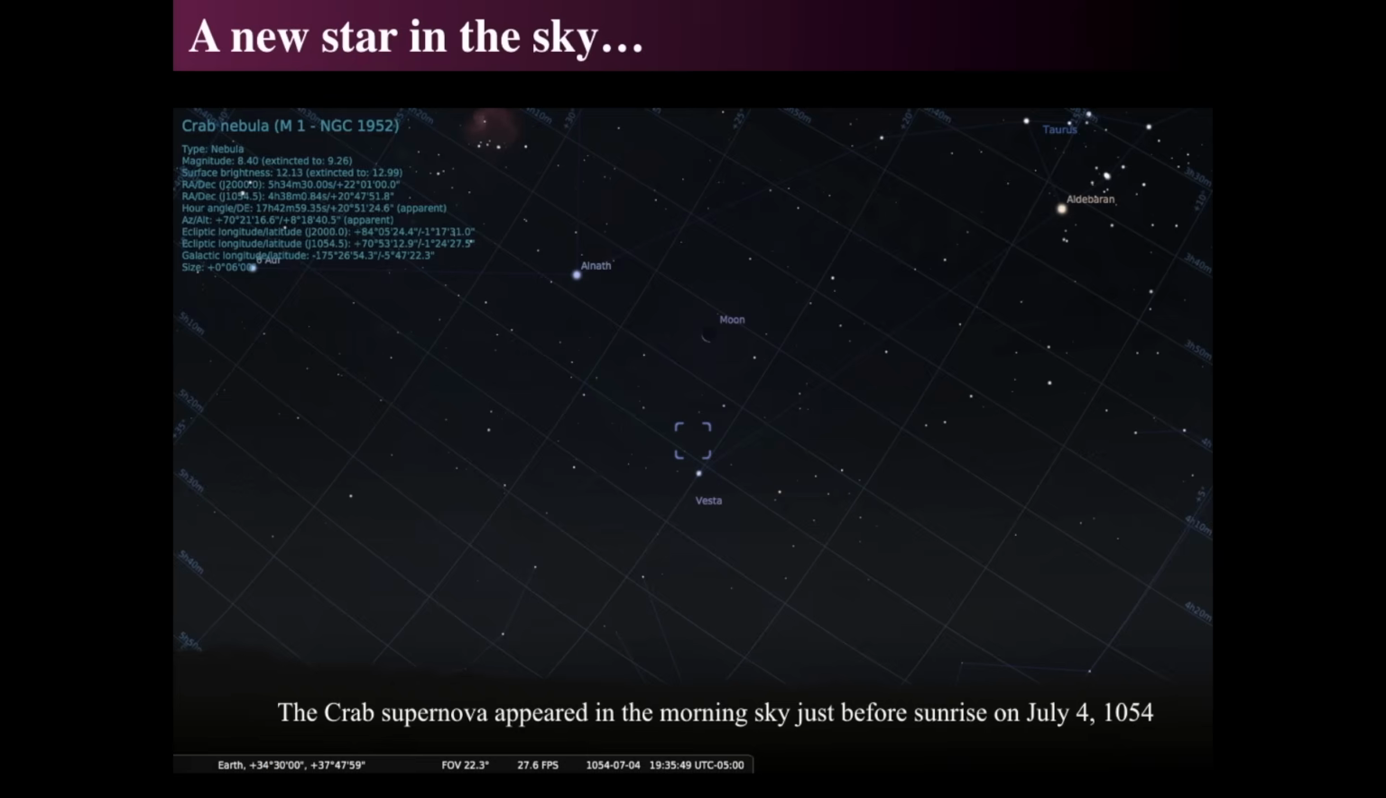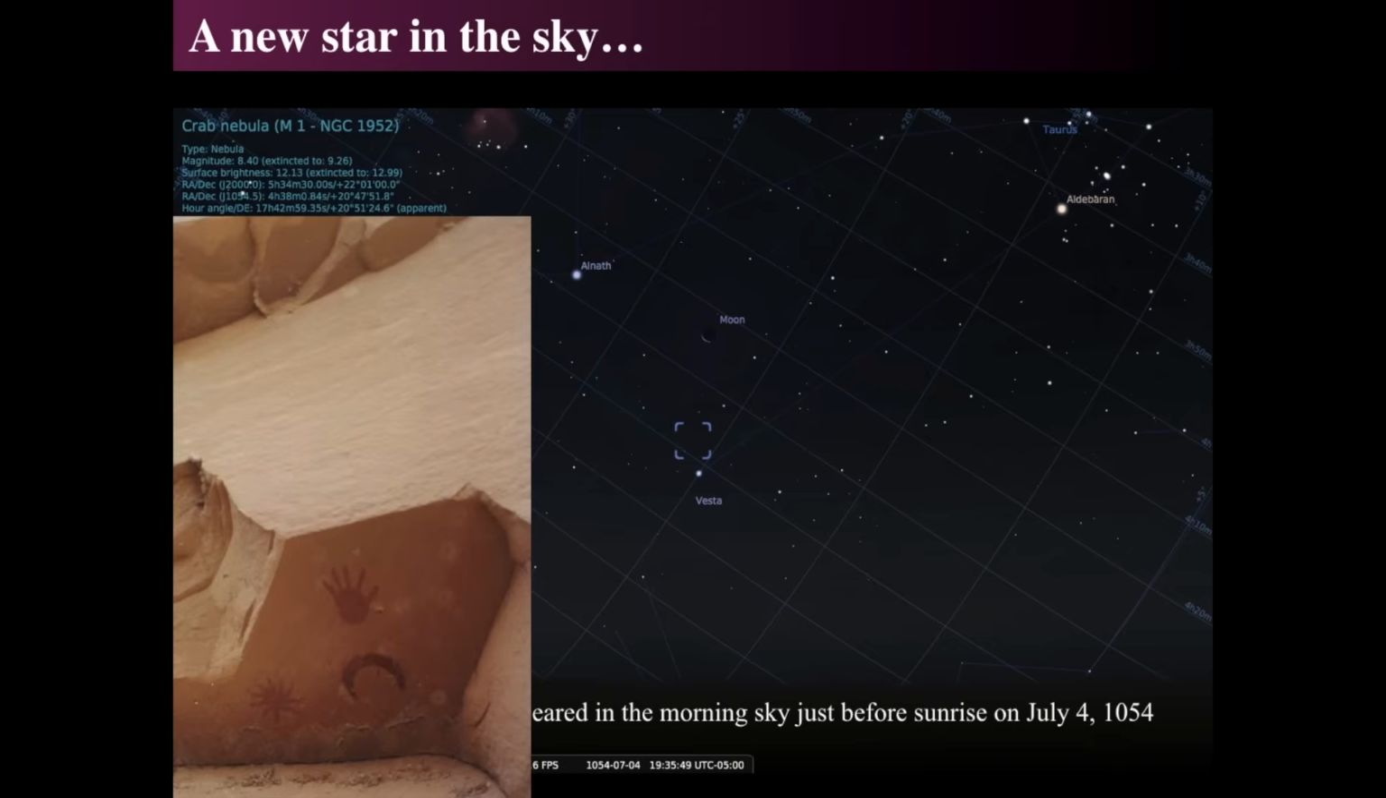So the Crab Nebula was visible, and the other thing that's interesting is look over there on the upper right, we see the head of Taurus the Bull with Aldebaran and the Hyades, which is that star cluster that we talked about extensively in the previous lectures. But then if you carefully go back and look at the image from the Anasazi, you see this new star, you see the crescent moon, and you see the hand.